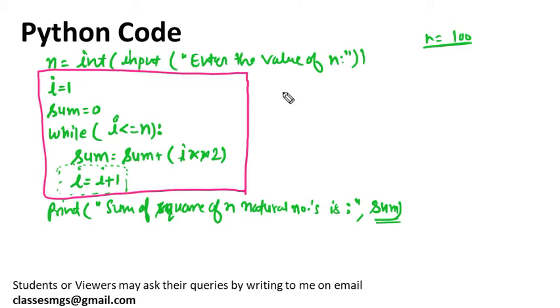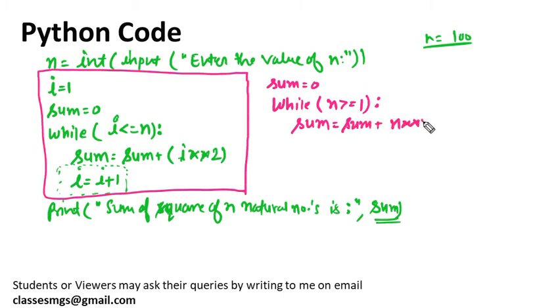So what you can do here is include sum equals 0. This logic also works. While loop I will apply, n is greater than or equal to 1, and what I will do is sum equals sum plus n double star 2, and each time you need to decrement the n value by 1. So this is also fine.